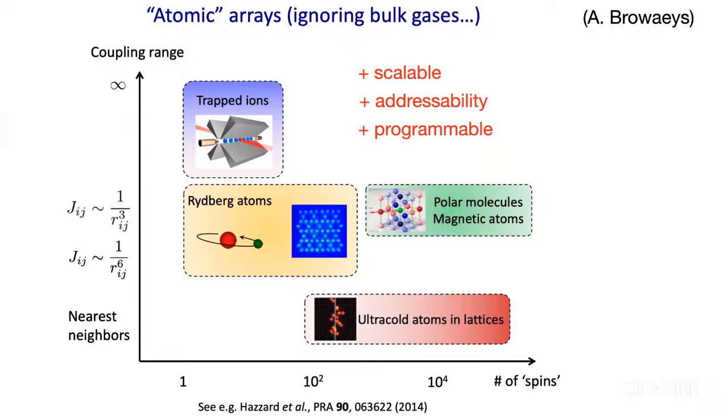The Rydberg atoms are somewhere in between. You can have a dipolar type of interaction or a van der Waals type of interaction. I'll come back to that. Nowadays, you can have up to a couple of hundreds. And polar molecules would also have dipolar interactions, and you could potentially have more of them. Now, this overview will blur over time. People push the frontiers in all directions, so don't take it too literally.